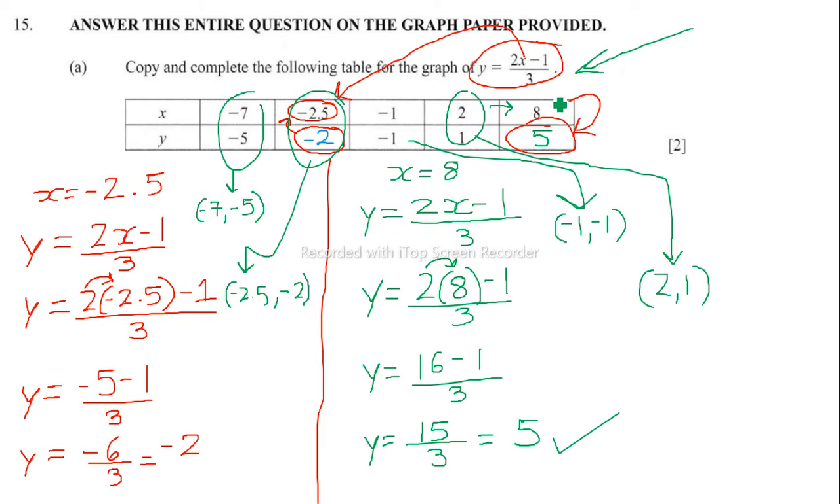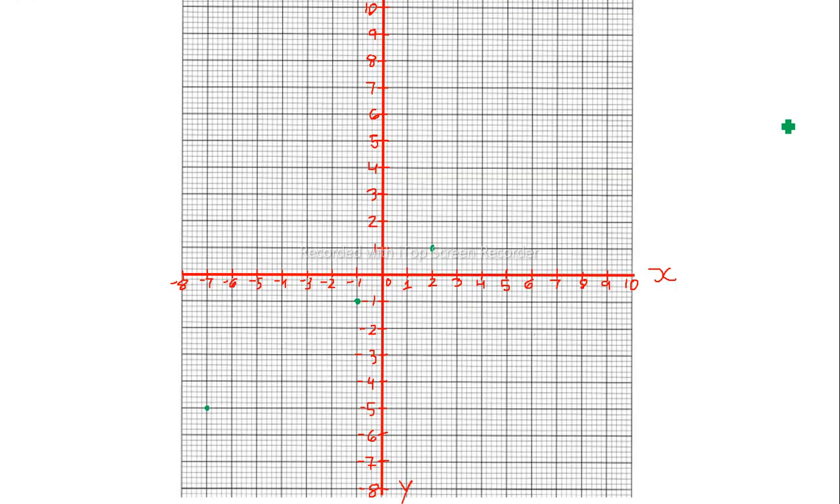And then the next one we have is what? +8 and +5. Very good. So this is +8 and +5.